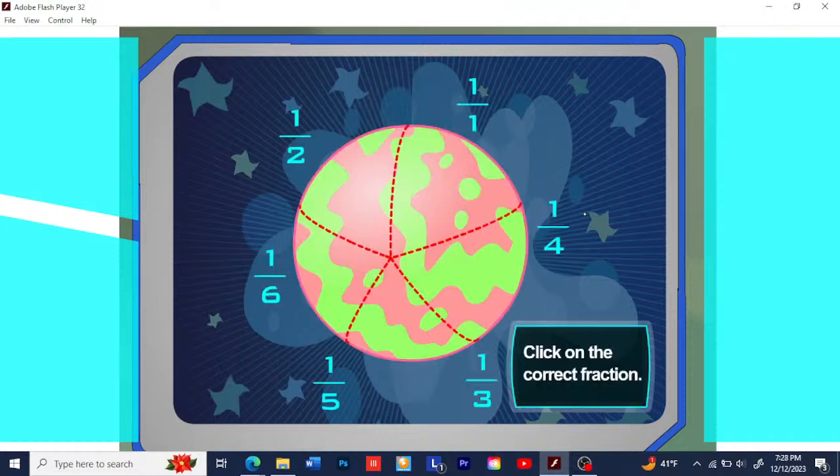Let's try some more problems. What if we wanted to share the berry with 5 Pokemon? What fraction of the berry would each Pokemon get?